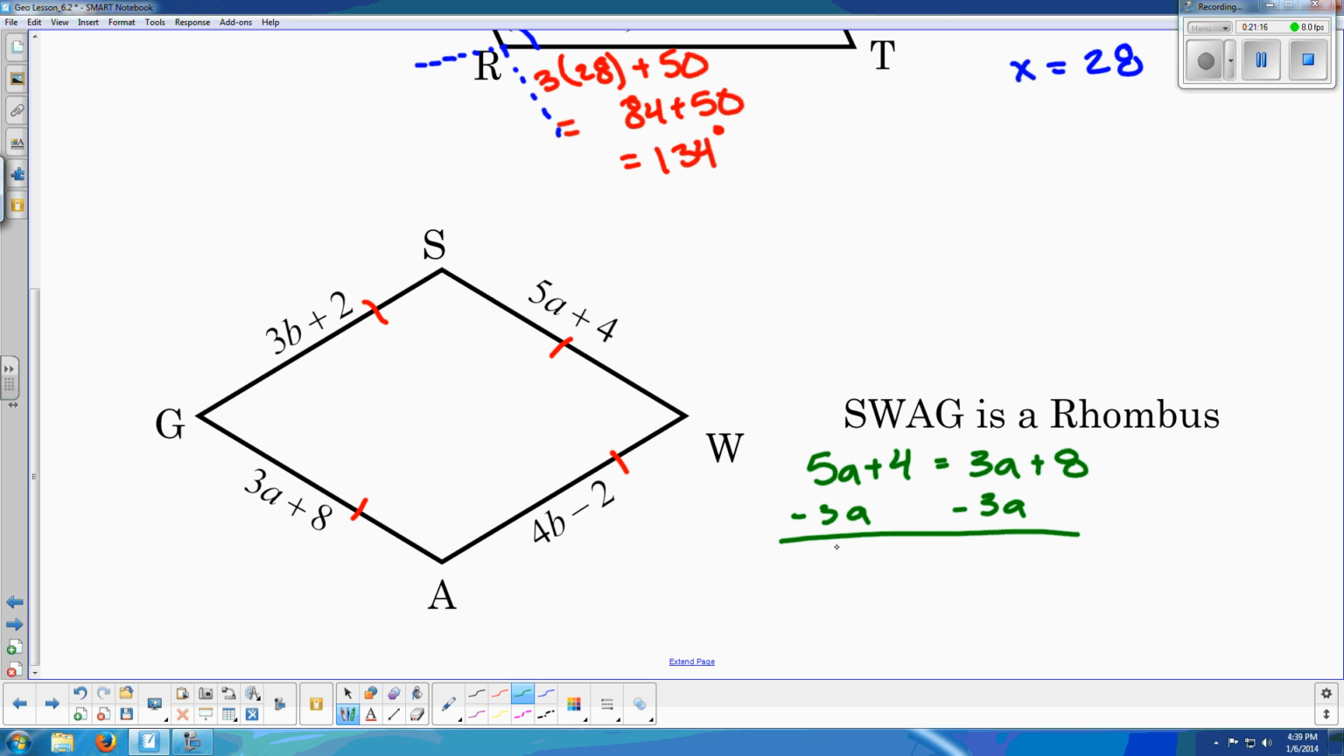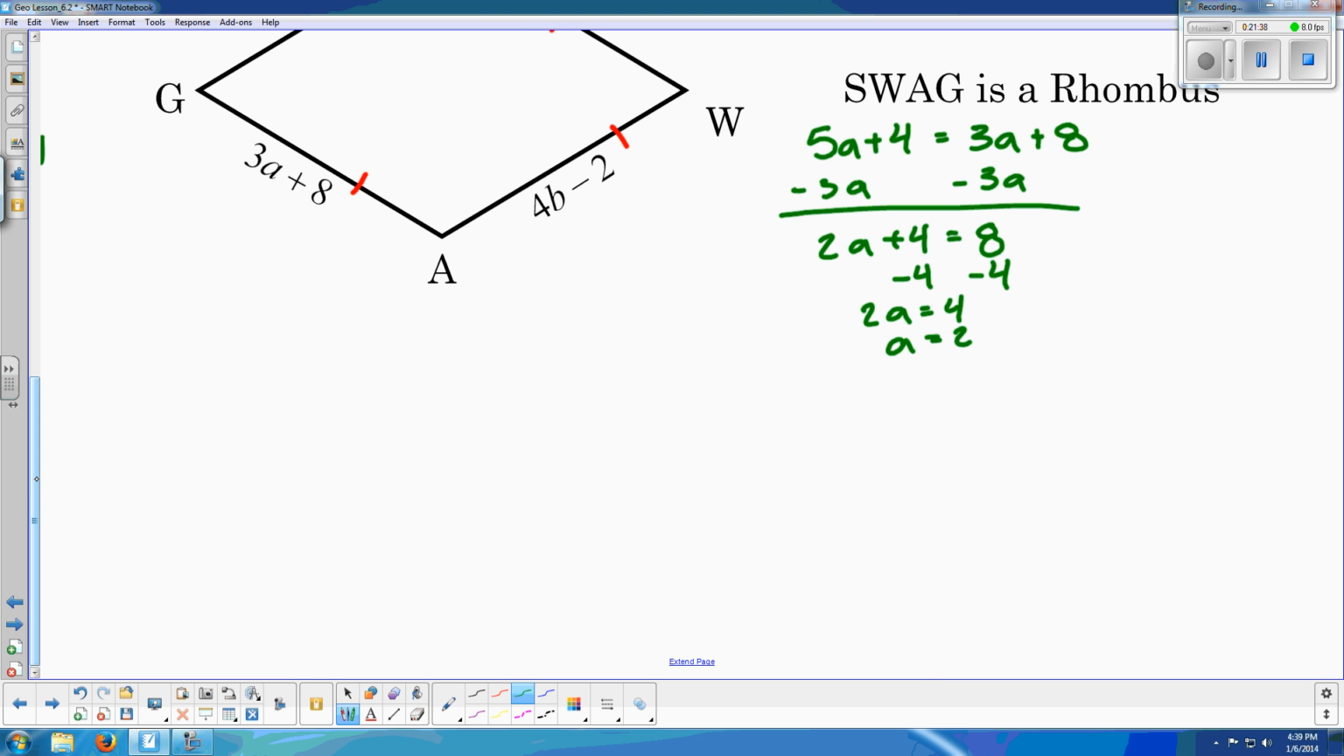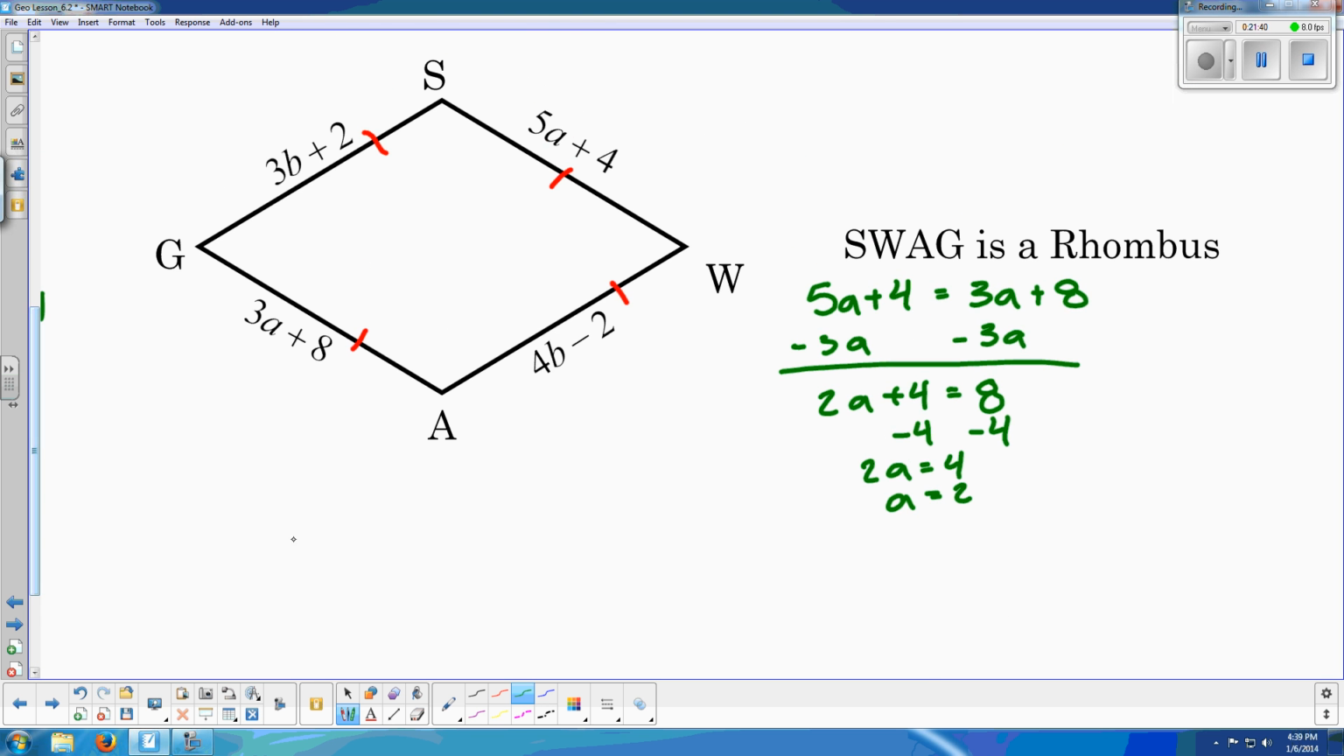So then we have 2A plus 4 is equal to 8, minus 4 on both sides. So I have 2A is equal to 4. Divide by 2, and A is equal to 2. Now, the only thing left I have to do is solve for B.